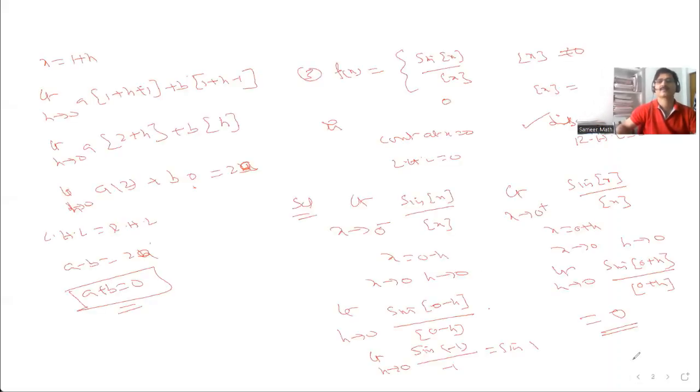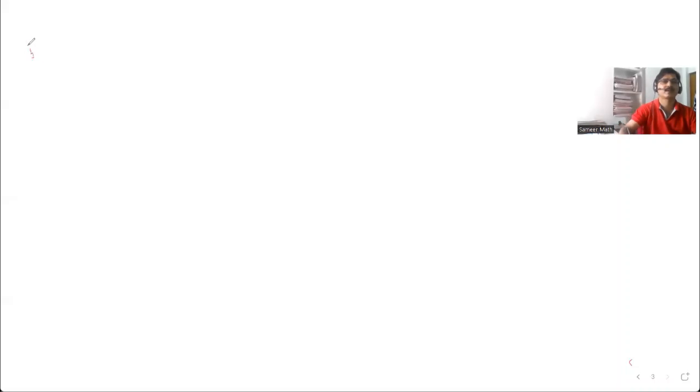Now, I would like to take one more example. Sometimes they may ask you special types of functions like this. The question number here is the fourth one. They may give it like this.